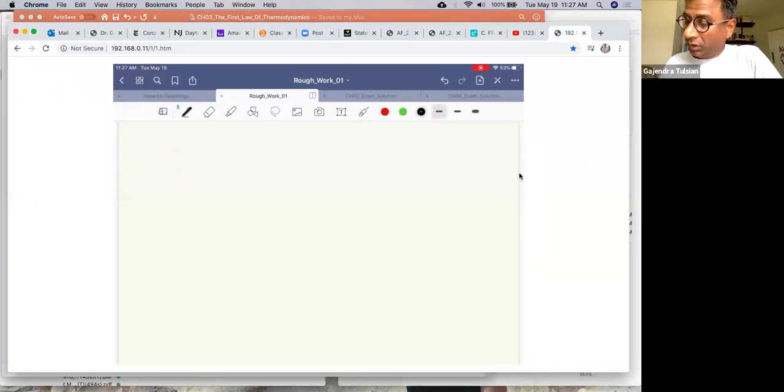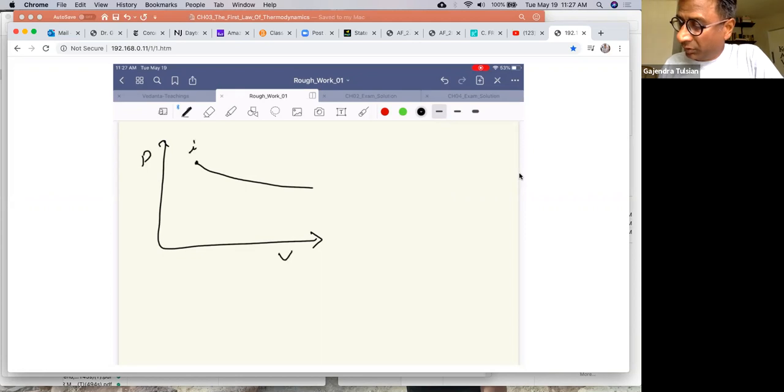So you saw that on a PV diagram, you can represent a process. Let's say you took a gas from here to there. The work done by the gas is the area under this curve.